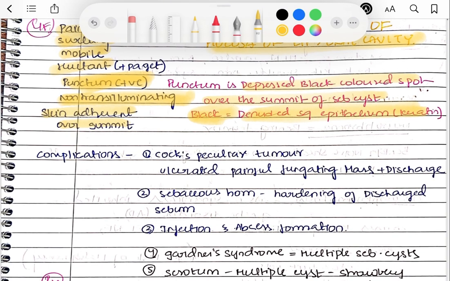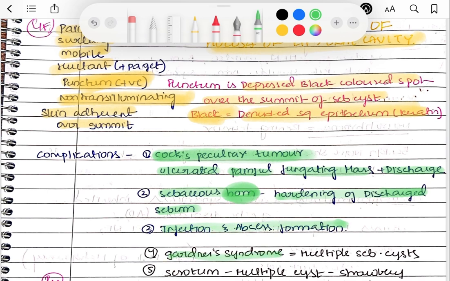Coming to the complications, it is important to remember every complication. The first one is Koch's peculiar tumor. Basically the ulcerated, painful, fungating mass and also associated with the discharge. And sebaceous horn, it is seen because of the hardening of the discharged sebum, right? So all this discharged sebum will get hardened and forms this horn-like structure. It is known as sebaceous horn. And also infection and abscess can be seen.